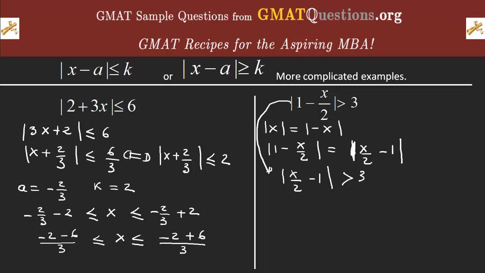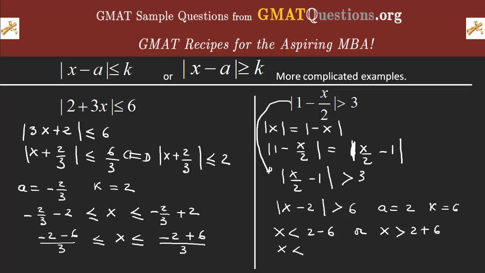The next thing we're going to do is multiply everything by 2. Again, our objective is to make it look like this, absolute value of x minus a greater than k. So we're going to have x minus 2 is greater than 6. And finally, as you know, your a is equal to 2 and your k is equal to 6. Because of that, the solution set, remember we have greater than, we're on the outside. So we're going to have x less than a minus k, which is 2 minus 6, or x greater than a plus k, which is 2 plus 6. Finally, x is less than negative 4, or x greater than 8.